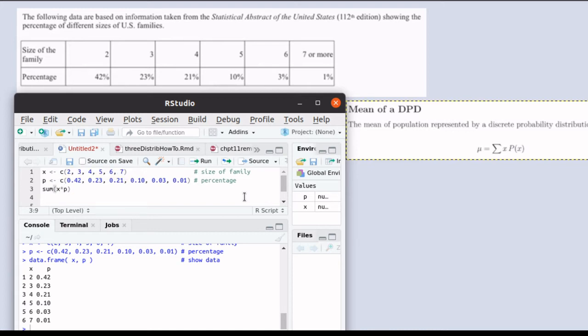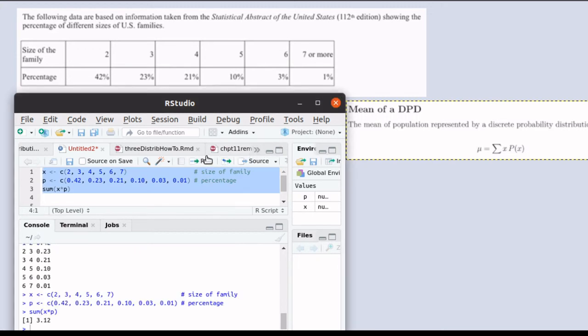times the p's. Okay, so that's exactly what this is saying. Take each one of the x's times the probability associated with each of those x's and add them up. If we execute that code, we discover that the mean is 3.12. We'll save that in an object called mu for the population mean.